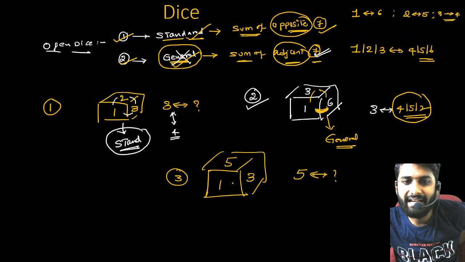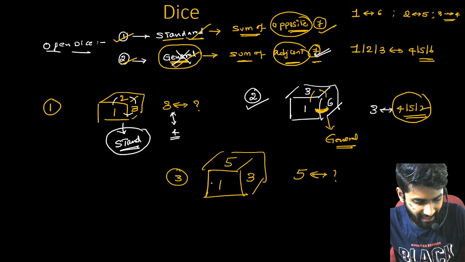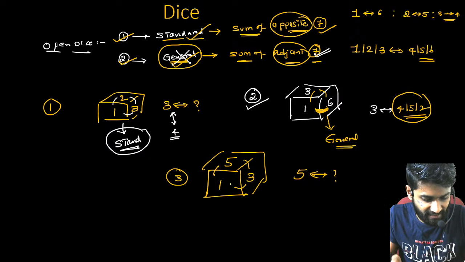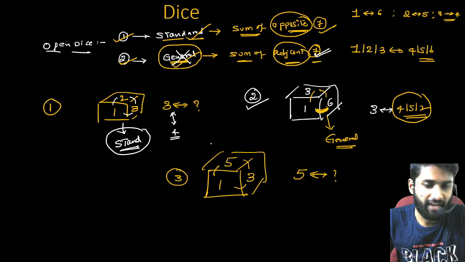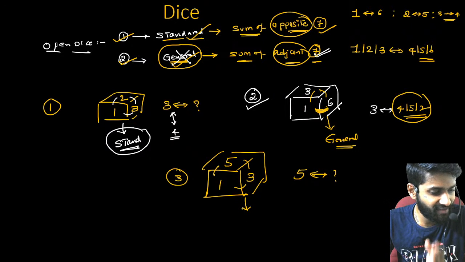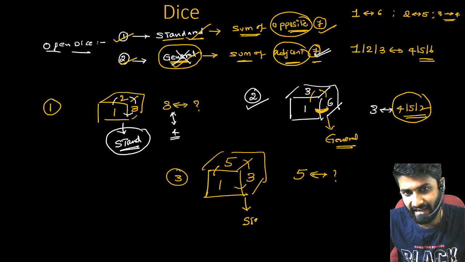Clear. Just identify whether the given die is standard or general. Now you can see 1 plus 5 is 6, 5 plus 3 is 8, 1 plus 3 is 4. Any two adjacent surfaces are not related to 7. If it is not related to 7, definitely the given die is defined as standard.